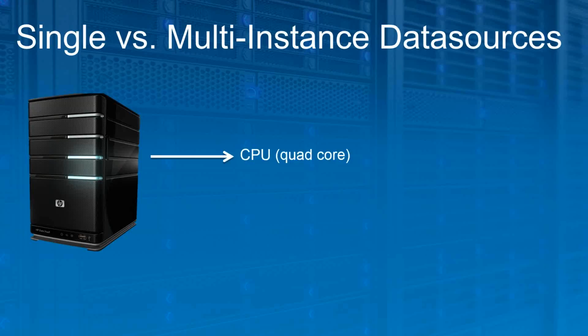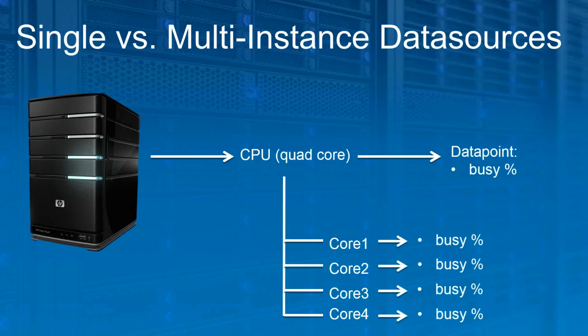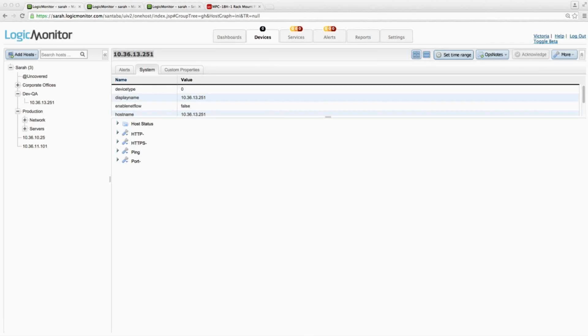For example, consider a Linux server. Let's say we have a quad-core CPU processor and want to monitor the CPU busy percent. We can get the busy percent for the quad-core CPU as a whole, or we could get it for each individual core. In the latter case, we'd have a multi-instance data source with each core as an instance. And this works best if the MIB is organized in a way that lends itself to this model.